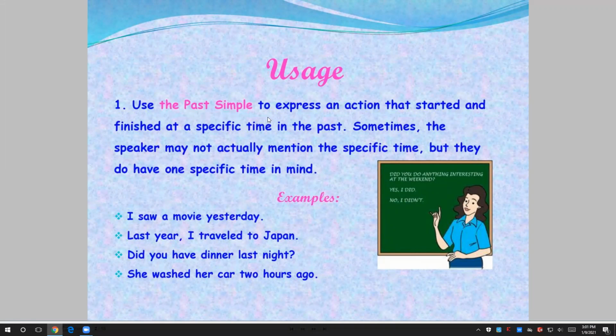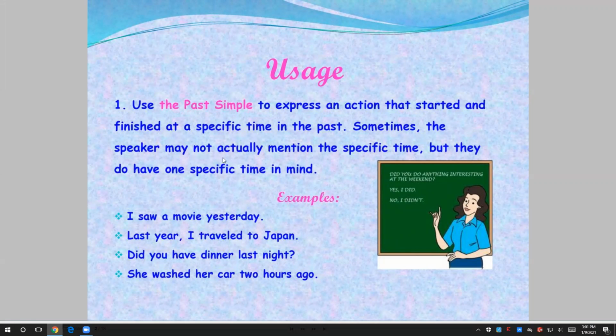You can use the past tense to express an action that started and finished at a specific time in the past. So in past simple tense, an action starts in the past and finishes in the past. So if an action starts in the past and it is still in progress, then it is present perfect progressive tense. But in past simple tense, the action starts in the past and it also finishes in the past.